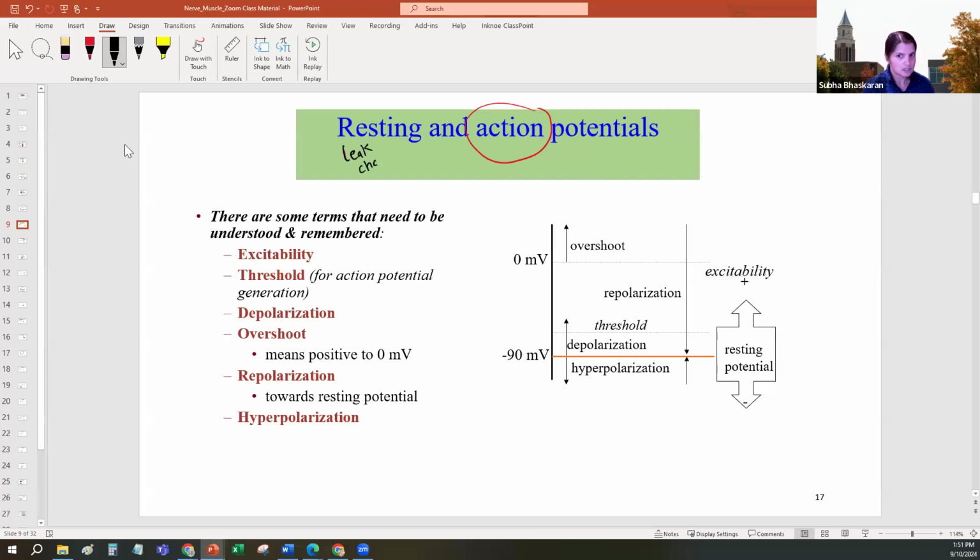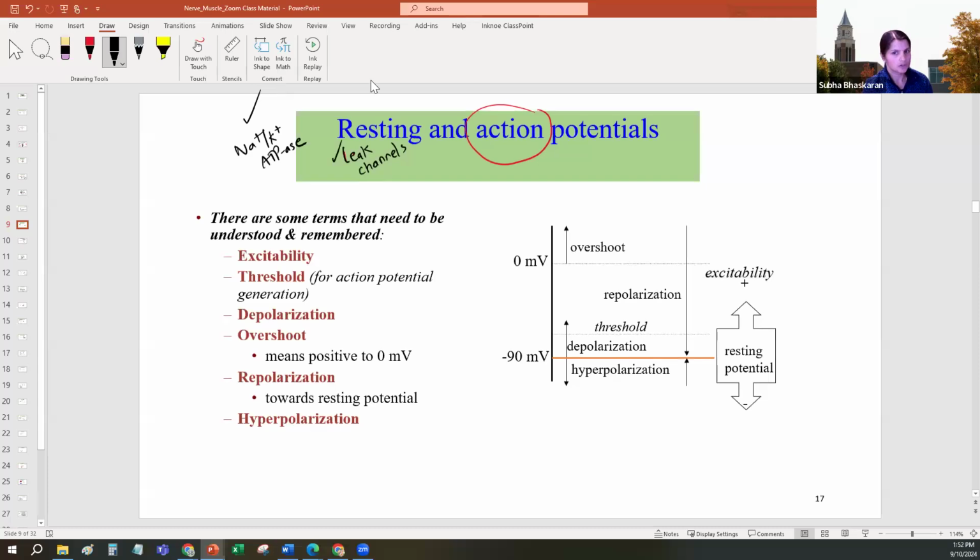And the leak channels, how are they counteracted? These keep going, right? K plus going out, Na plus coming in. What brings them to a steady state? The sodium potassium pump. Very good, right? So this always works to make sure it comes to a steady state because we need the cell to be at rest all the time, even though these are fluctuating. Got it? So we know the work of this, we know the work of this.